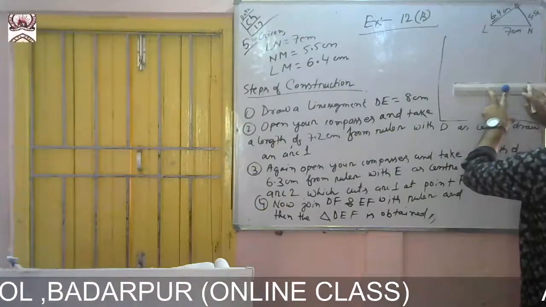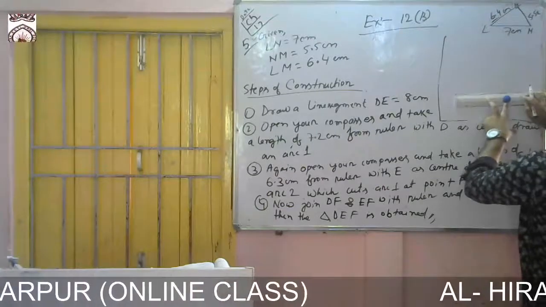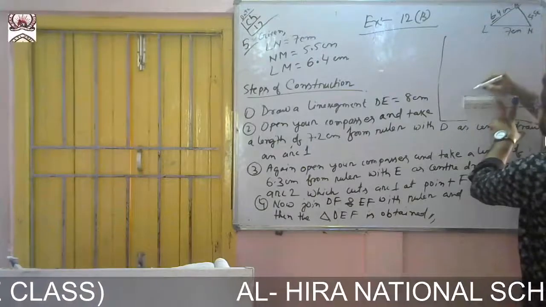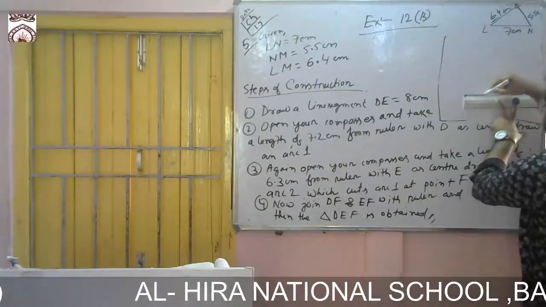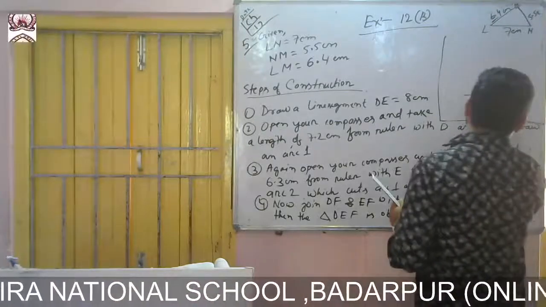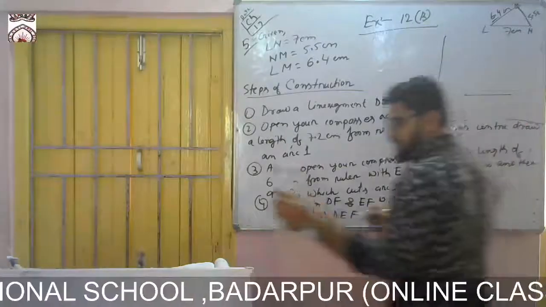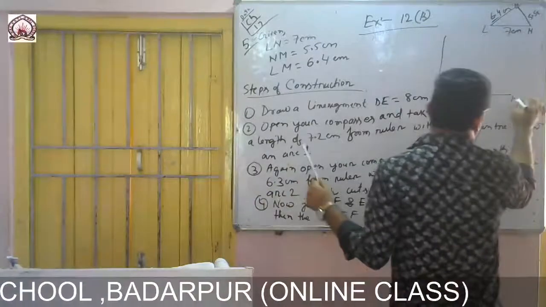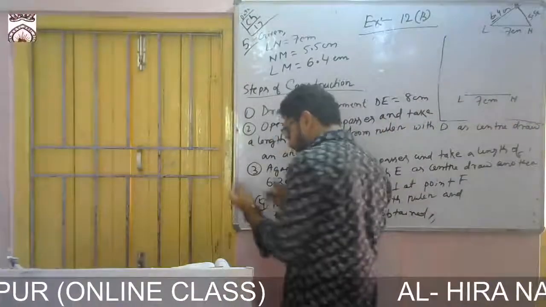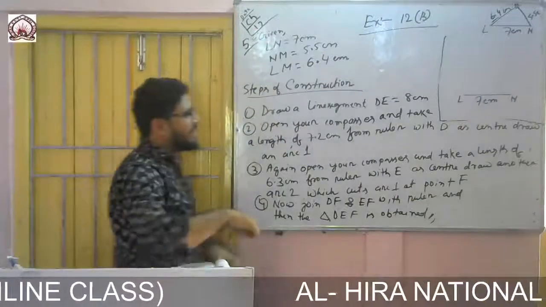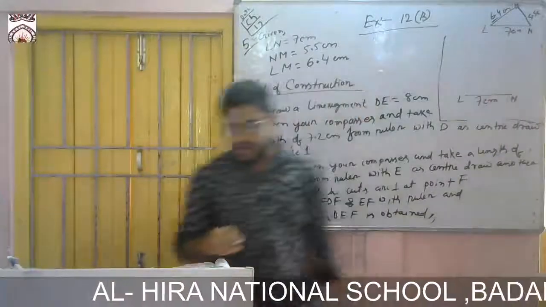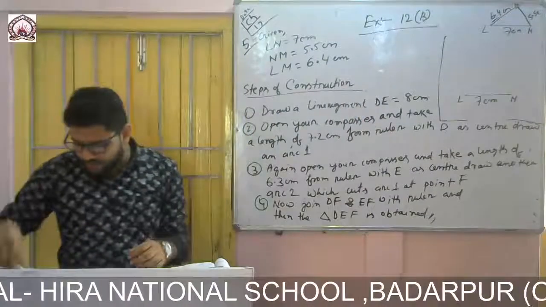So ln 7 centimeter. Okay, so 7 centimeter I have drawn. Now write this one, ln 7 centimeter. Now what? Now nm, m will be somewhere else. So nm will be 5.5. So take nm 5.5.